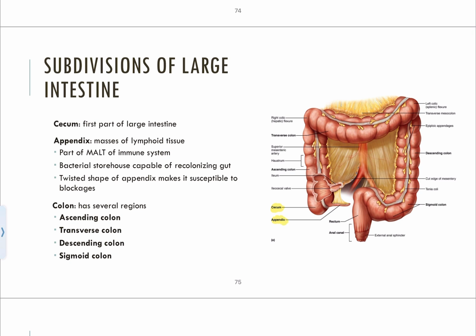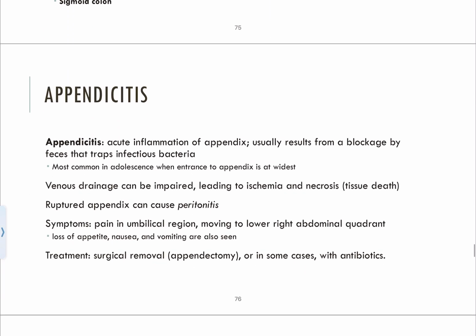The appendix is adjacent to it, and this is just a mass of lymphoid tissue. It is part of the MALT, and basically it's going to store bacteria. We know it's susceptible to blockages. You probably know somebody who's had appendicitis, or you might have had it yourself. Our other regions include, after our cecum, the ascending colon, the transverse colon, which goes directly across, and the descending colon, which ultimately ends at our sigmoid colon down here.